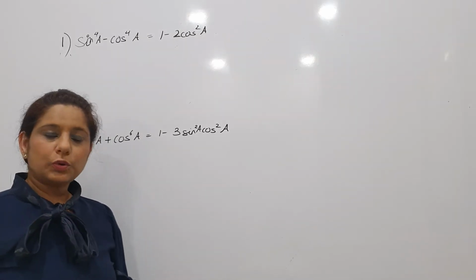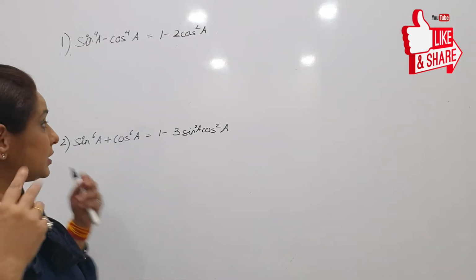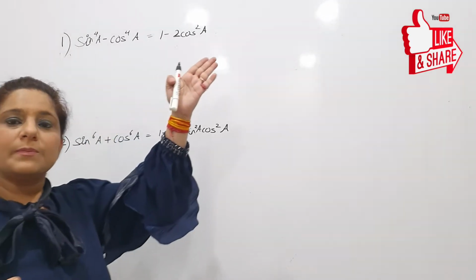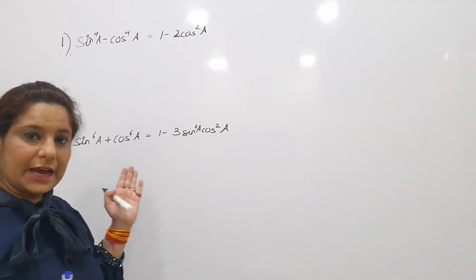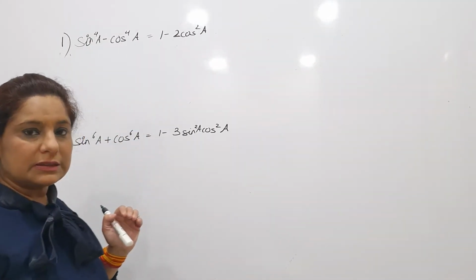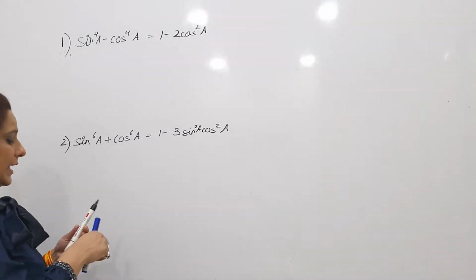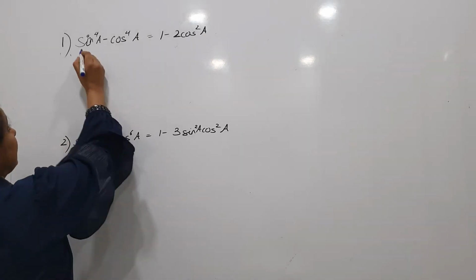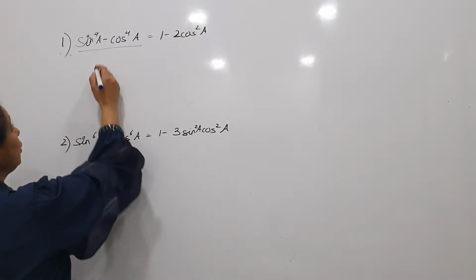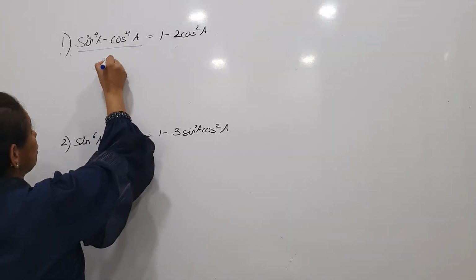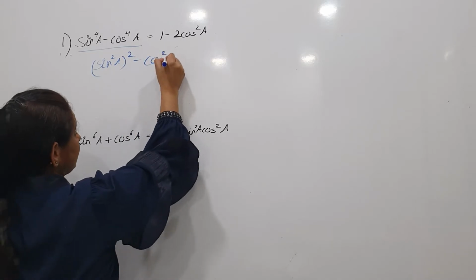As I have already told you in the earlier session, in these kinds of questions there are two sides, one is LHS and one is RHS. So we'll start the question from either of the sides and we reach an answer that will be equal to the other side. So we'll start with LHS. The LHS is sin⁴a − cos⁴a. So what we'll do, we'll convert it into a² − b².